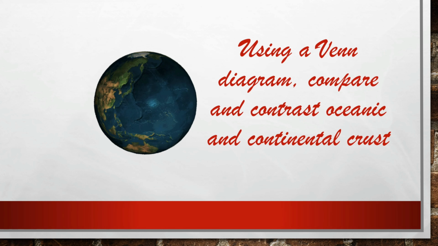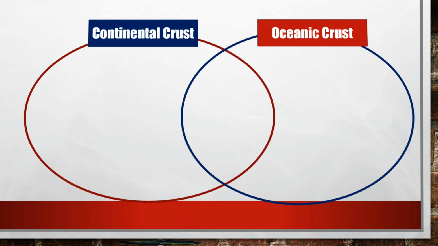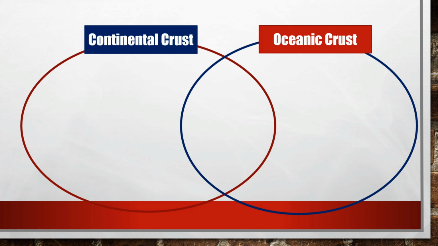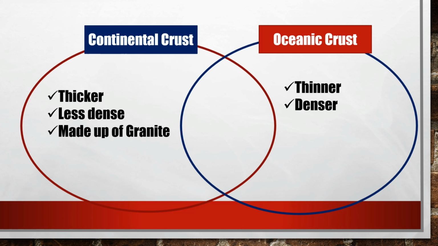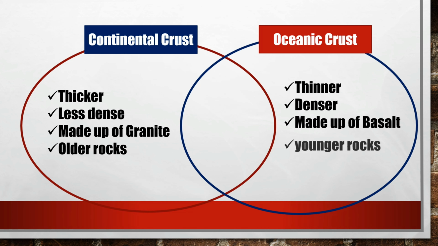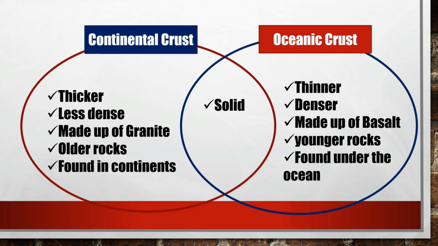Final activity. Using a Venn diagram, compare and contrast oceanic and continental crust. Continental crust: thicker, less dense, made up of granite, older rocks, found in continents. Oceanic crust: thinner, denser, made up of basalt, younger rocks, found under the ocean. But both of them are solid and make up the crust.